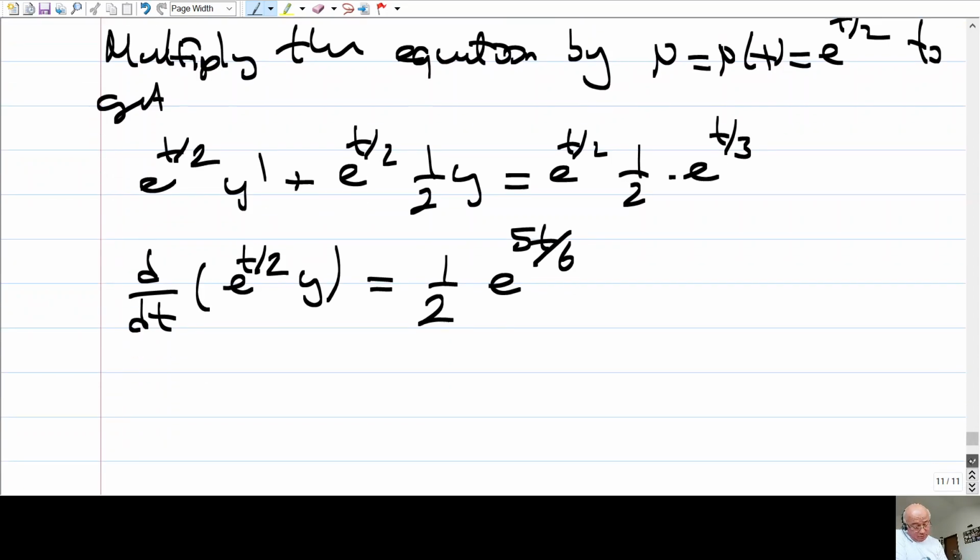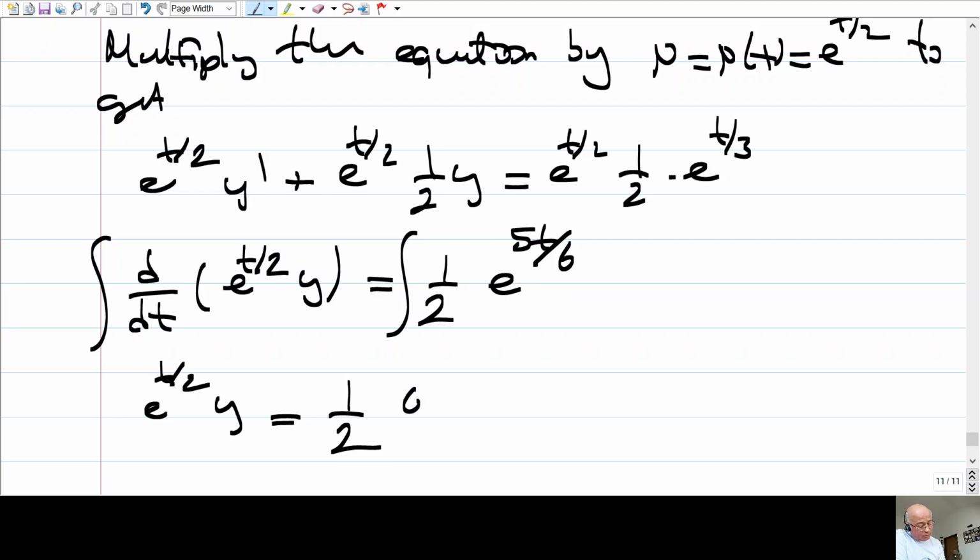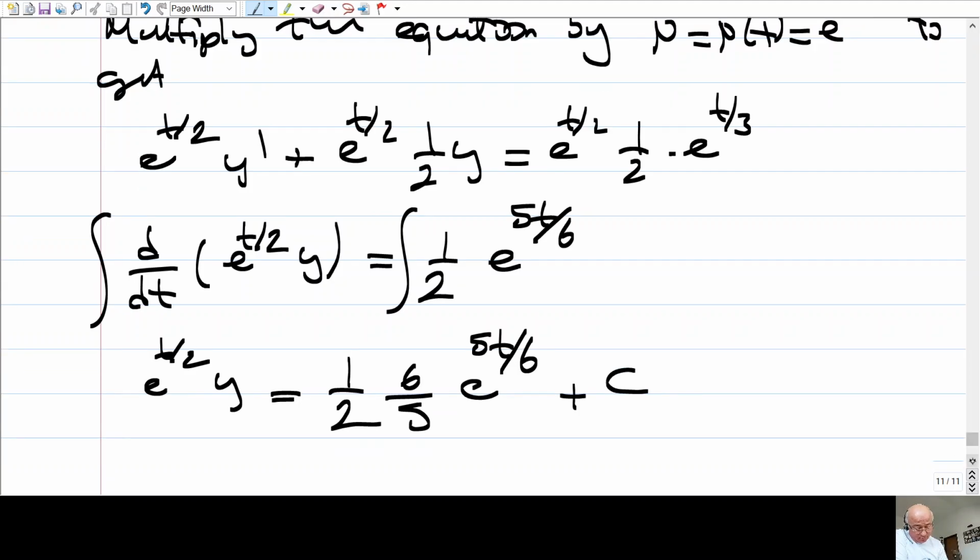And then we do what? We integrate both sides and we get e to the power t over 2 times y, right? I have the derivative of this and then I take the antiderivative, so I get this, and that's the integral of this gadget. What is the integral of this gadget? So it is 6/5 e to the power 5t over 6 plus a constant, okay?